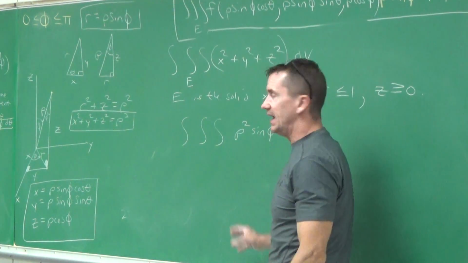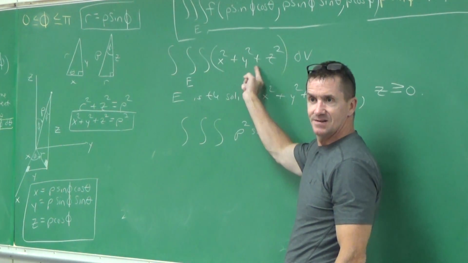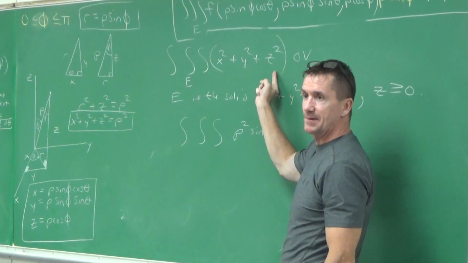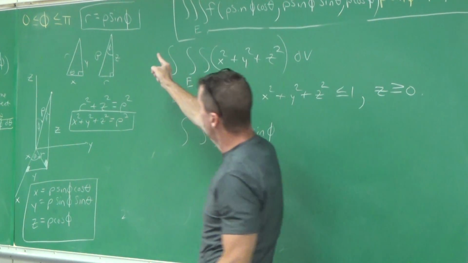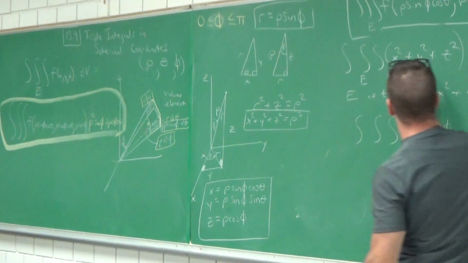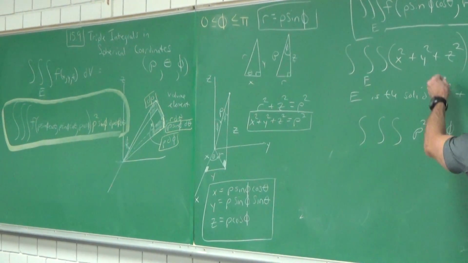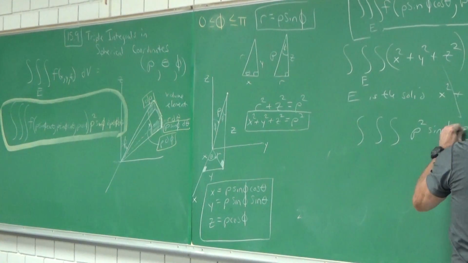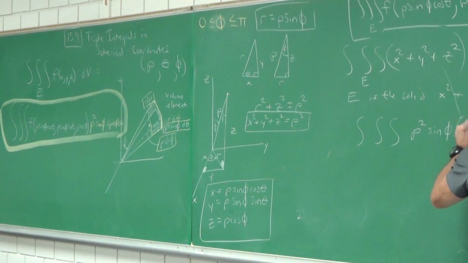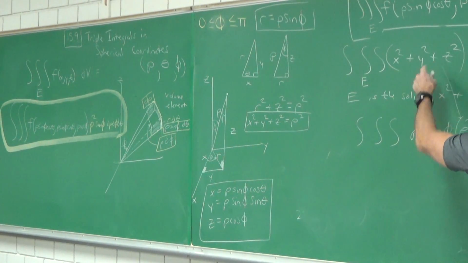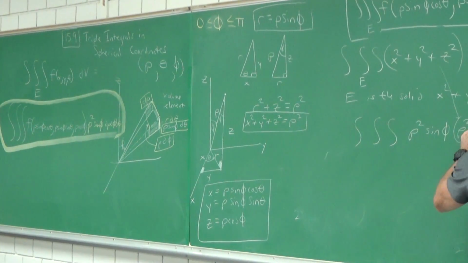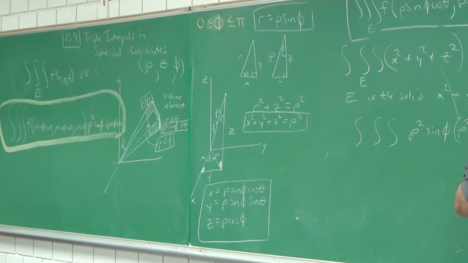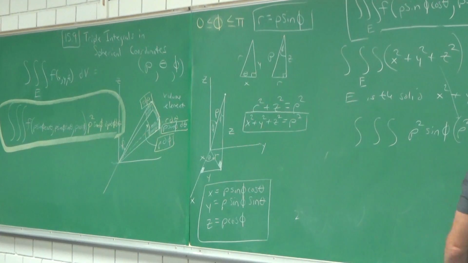This is the first problem of the day. I've got something else in here. I can't leave it like that. I'm not allowed to have x's, y's, and z's. I need rho's and thetas and phi's. Anybody know what that's equal to? That's rho squared. So I'm just going to go in there and go, you're rho squared. Isn't that cool? That's rho squared. Then the automatic volume element is d rho, d phi, d theta.